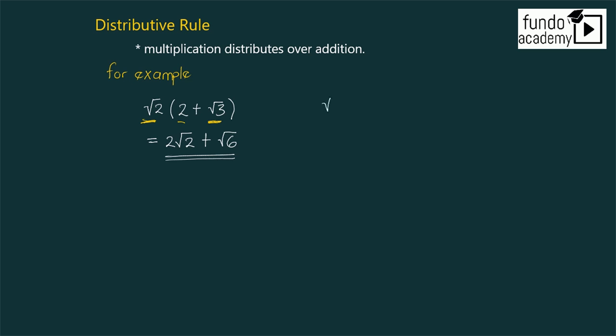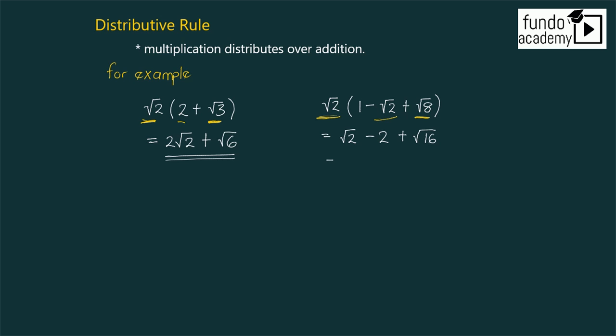Maybe one more example. Let's say we have square root of 2 multiplying 1 minus root 2 plus root 8. According to the distributive rule, the square root of 2 will multiply 1, and we get the square root of 2, and the square root of 2 multiplied by minus the square root of 2 right here. Since root 2 times root 2 gives us 2, in this case we get minus 2, and we also multiply the square root of 2 by the square root of 8, and this will give us the square root of 16, since 2 times 8 is 16.